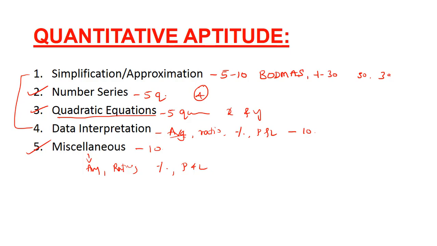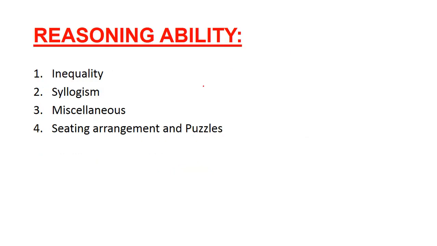Let us go ahead with the next important topic, one of my favorite topics, that is reasoning ability. As you all know, the total number of questions asked from this topic is 40. See here, there is no sectional time limit for reasoning ability or quantitative aptitude in this exam. Each of these questions carries 1 mark, so a total of 40 marks will be asked from this topic only.